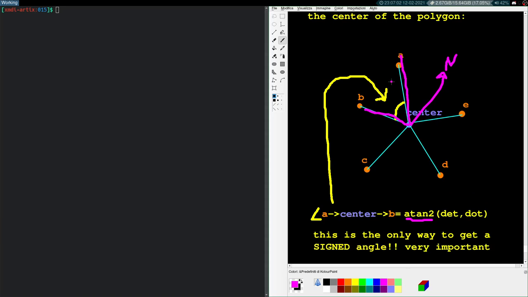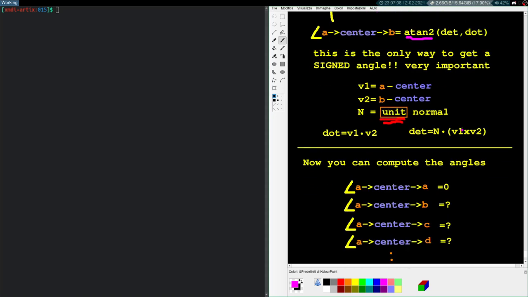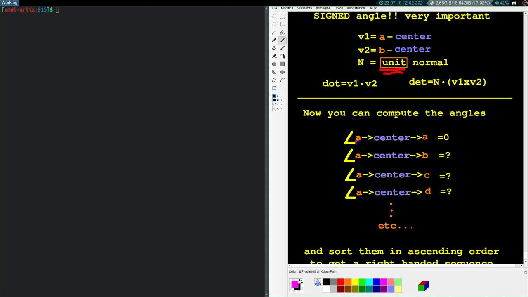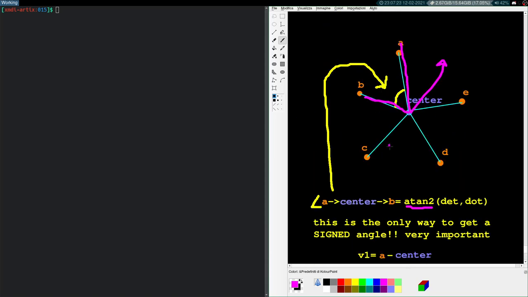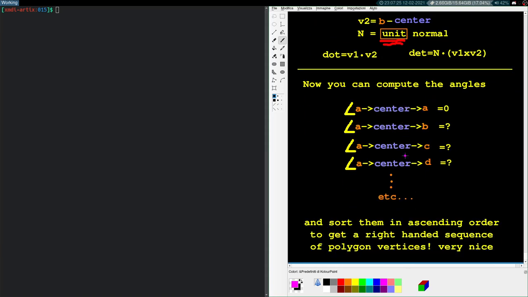So you can compute the angle here, compute the angle here, and here, every single angle you can compute. Of course, the angle from A, the center, to A will be zero, but all the rest are in general not known. And then all you have to do is sort them in ascending order. If you sort these angles in ascending order, with the points that go along with them, then you're guaranteed to have a right-handed, counterclockwise sequence of your polygon vertices.